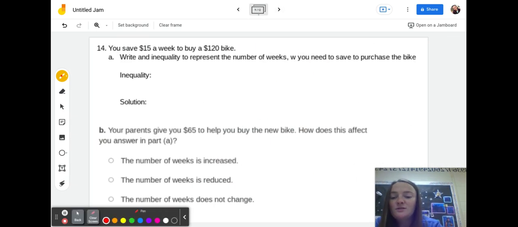All right, let's go ahead and move on to the word problems. So the word problems here, it says you save $15 a week to buy a $120 bike. Write an inequality that represents the number of weeks W you need to save to purchase the bike.